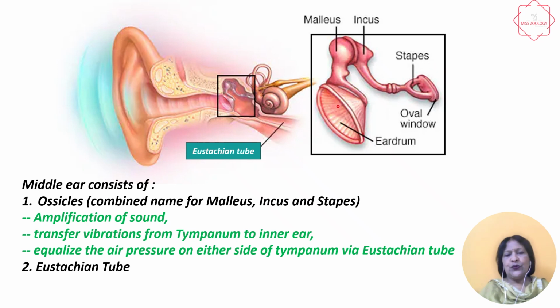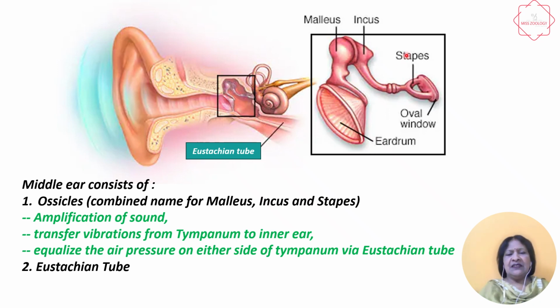That's why when the total vibrations are moving there, it gets magnified to 2.2 times. So a total magnification of the sound which happens in this part of the middle ear is 10 into 2.2 times, that is a total of 22 times.